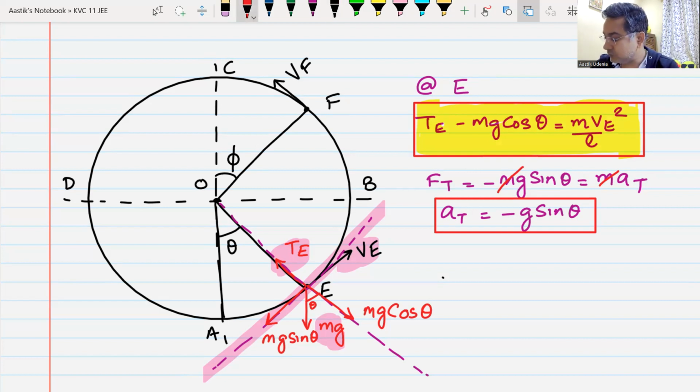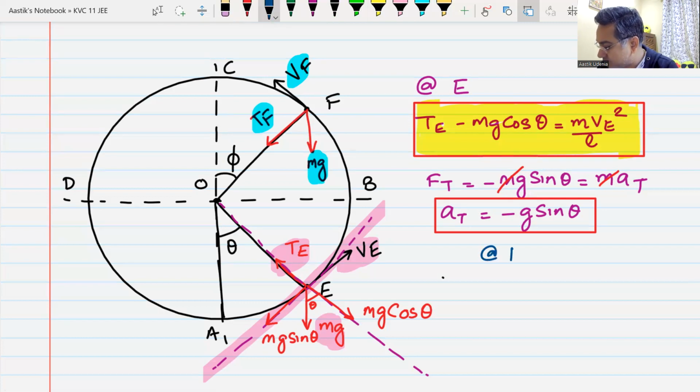Tension force and gravitational force. One is gravity, which goes like this, mg, and the other one is tension, T_F, which goes like this. Again, I have to make an equation in this direction. You can see mg here, T_F here, and V_F here. What is the equation that you can make at point F?